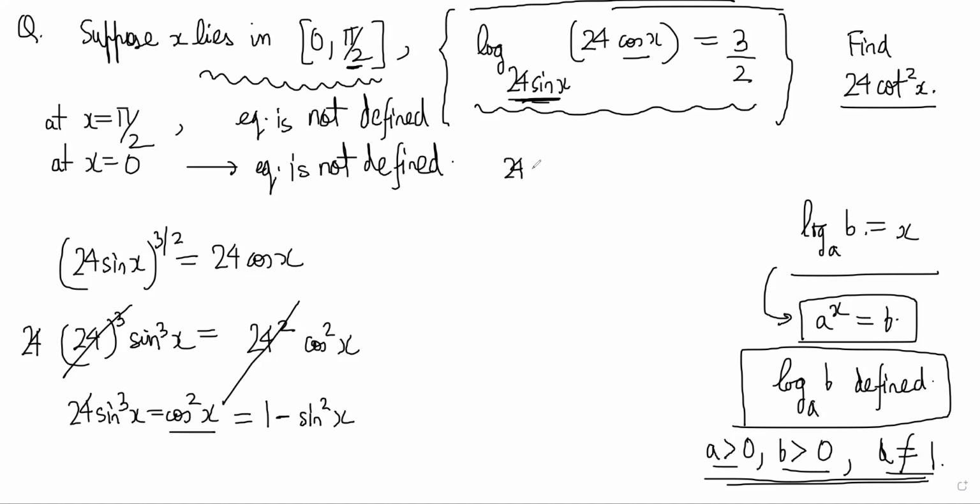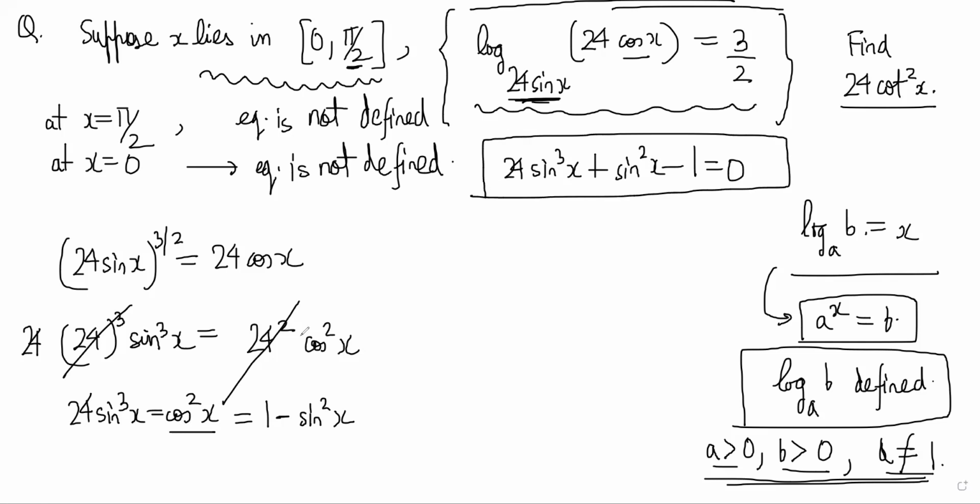You get the equation. You don't have to do any major thing. 24 sin cube x plus sin square x minus 1 is equal to 0, right? This is the equation. Now try to solve this. If t is equal to sin x, this is a cubic equation: 24 t cube plus t square minus 1 is 0.